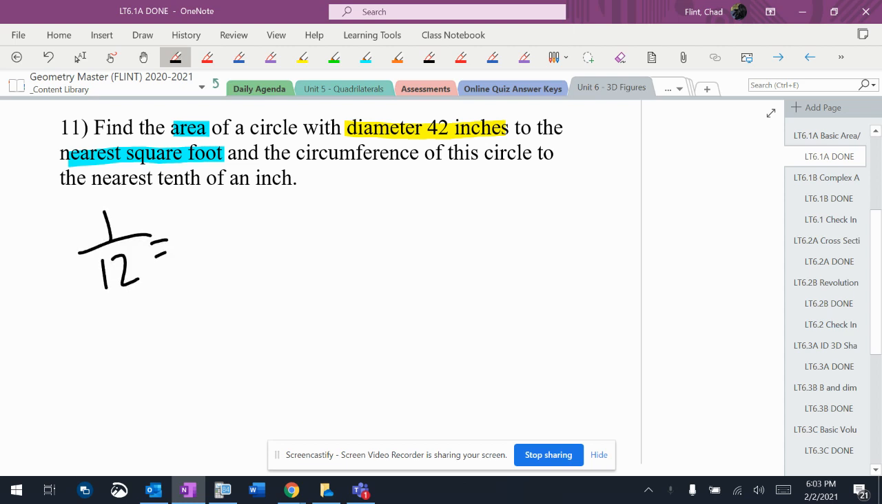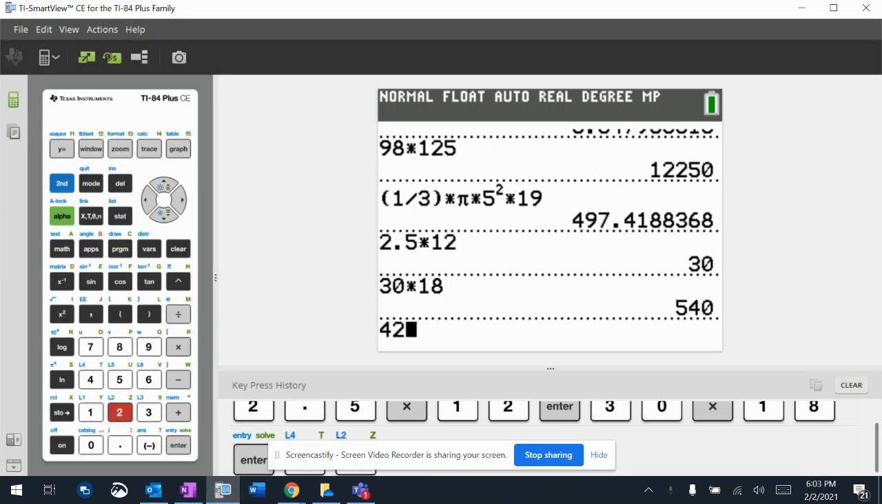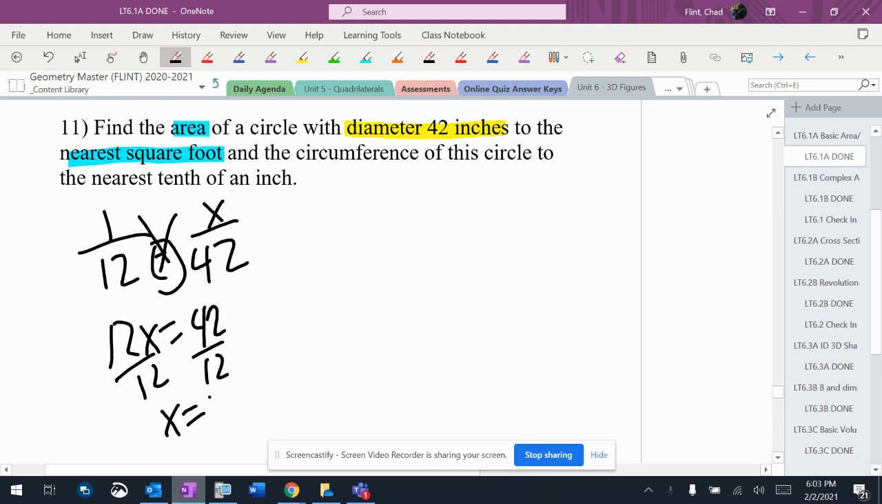1 foot, 12 inches, x feet, 42 inches. I have feet on top, inches on the bottom. Make sure you're consistent. So I'm going to get 12x equals 42 and get x equals 3.5, I believe. So x is 3.5. That's feet. And now that's this dimension right here. Sorry. Diameter is 3.5 feet.